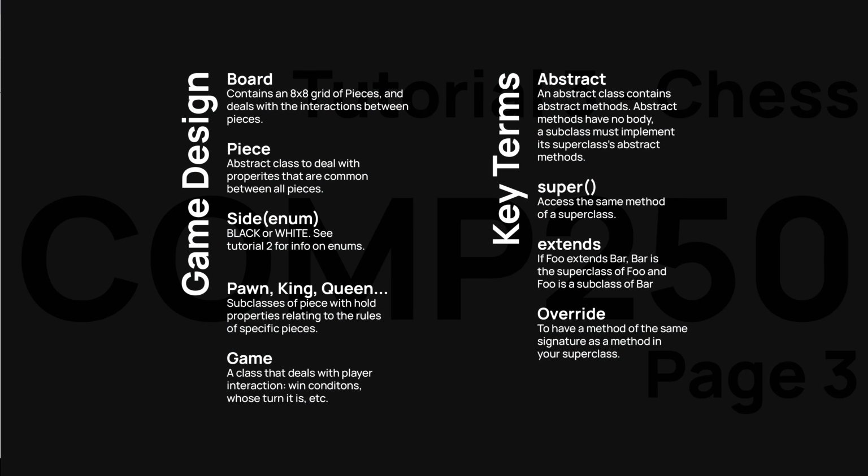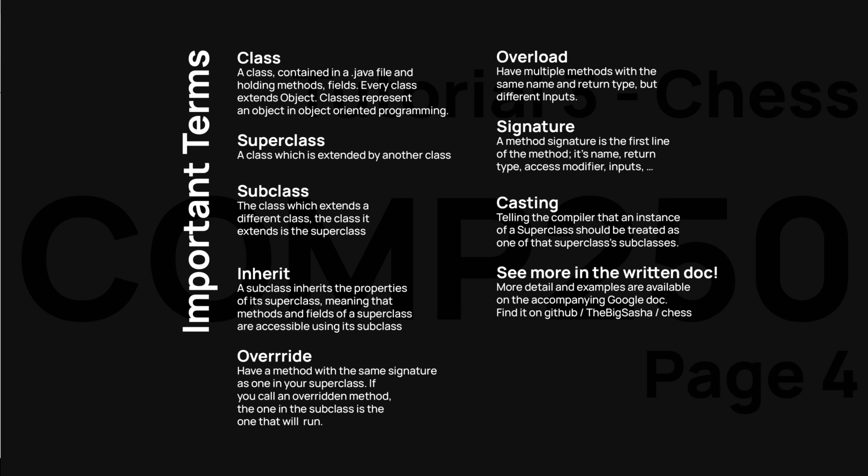Then there's super, which lets you access stuff from a superclass. Extends, which is a keyword to have subclasses and superclasses. And override, which means that you can have a method of the same signature as a method in a superclass, and it'll be called instead. Here are the important terms.